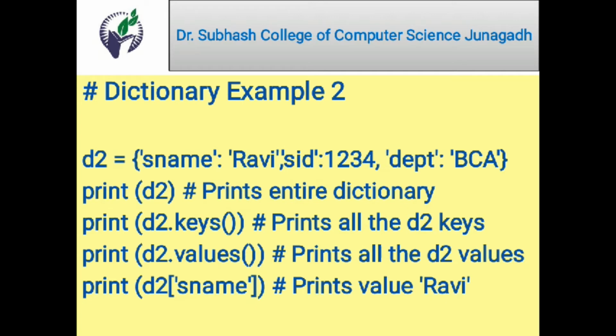d2.values, that is first name value, that is Ravi, second value 1234 for student ID, and third BCA, that is associated with department. D2 as name, it will print value Ravi. Here we want to find out what the value associated with the student name is. Here student name, that is the key. We are giving the key to this D2 in square bracket to access the element. It will give value Ravi.